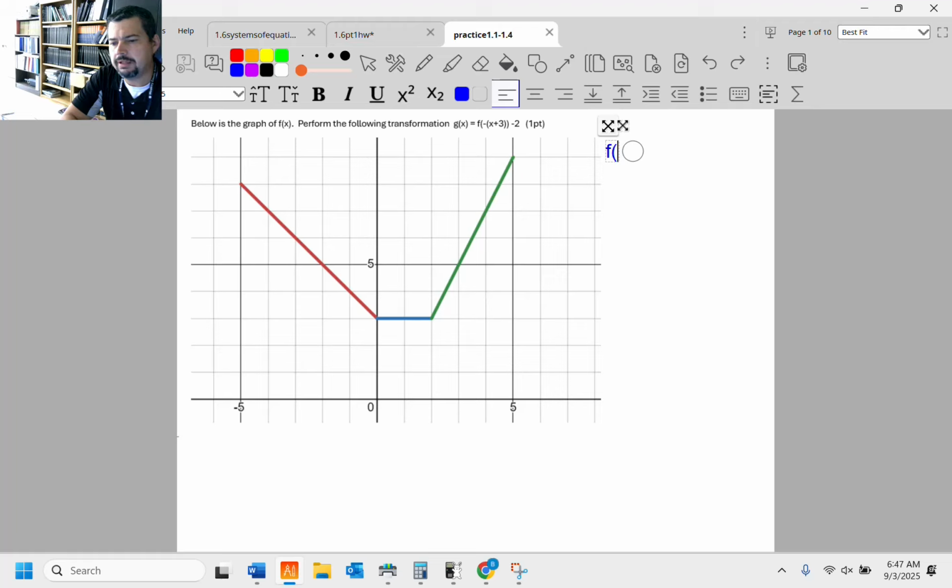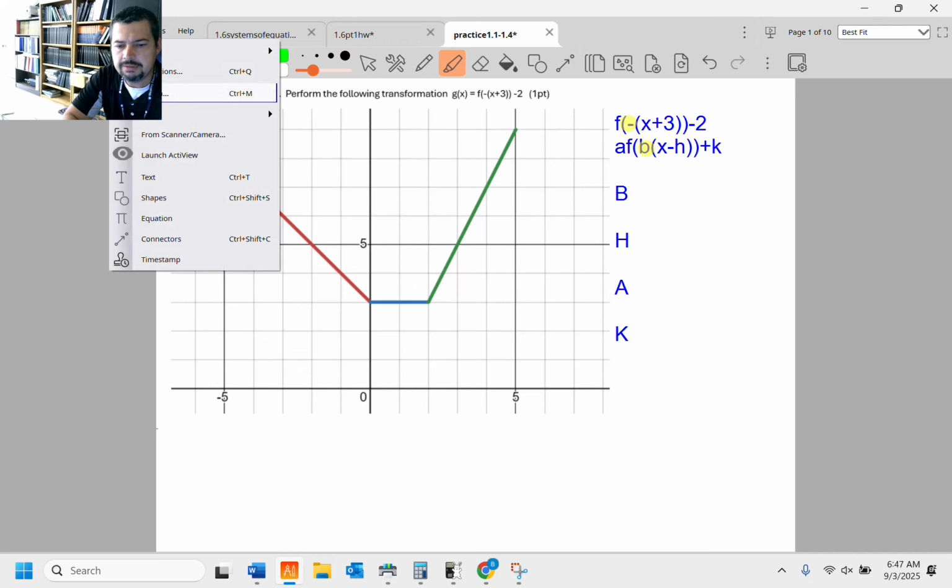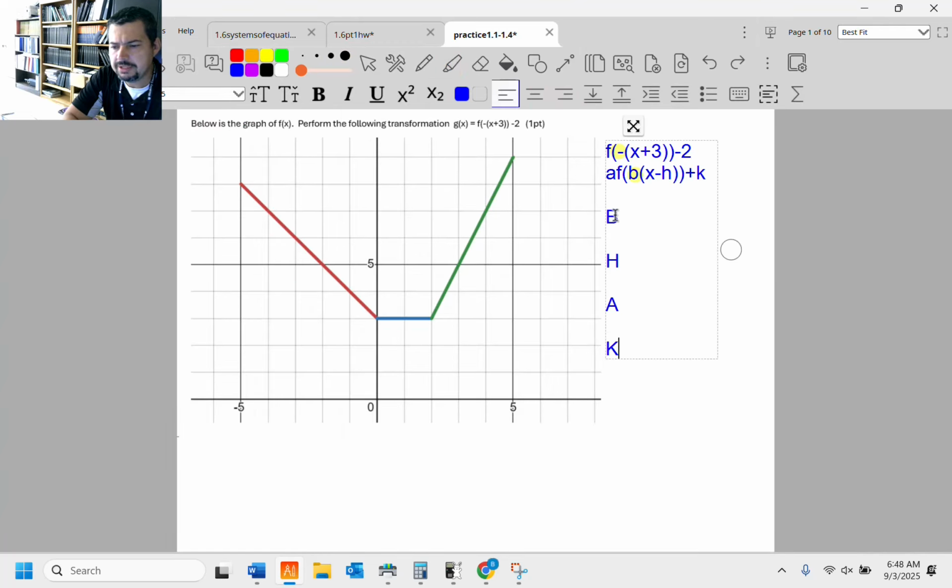We're supposed to find f of negative x plus 3 minus 2. And I'm going to line this up with a f of b times x minus h plus k. Now the order you're supposed to do things is called BHAK, B-H-A-K. And if you look, there's a negative sign, there's b. b is negative 1.